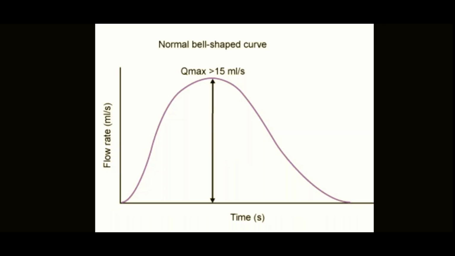Now, this is generally the bell-shaped curve that is shown, a representation of a normal uroflowmetry. The Qmax has to be more than 15 ml per second. Most of the time, this is taken from the RCOG site, and this one tells us about the Qmax, though from 20 onwards, we consider it normal for a large number of the population.